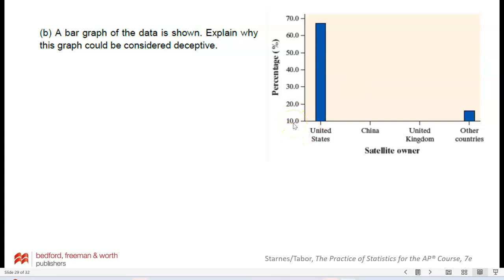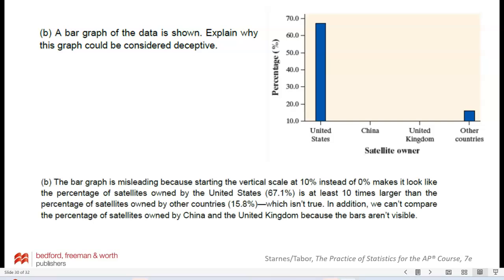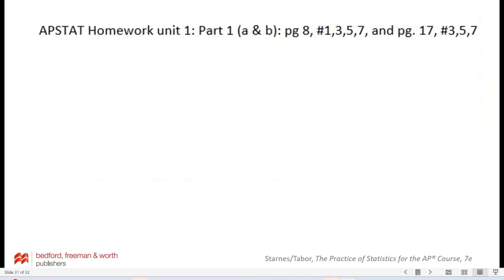If you look at the y-axis, it starts at 10, and it should start at 0. There's no reason to start at 10 there. You're missing two of the bars there. So it should have started at 0%. The scale was off. Because of that, it's not a very good graph, because we can't even compare something that's invisible there.